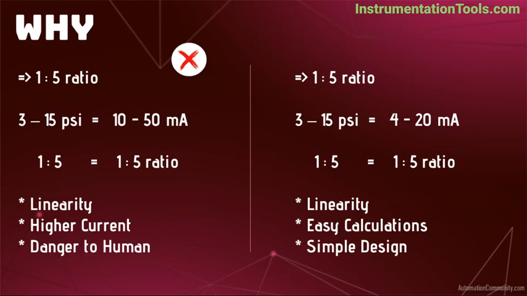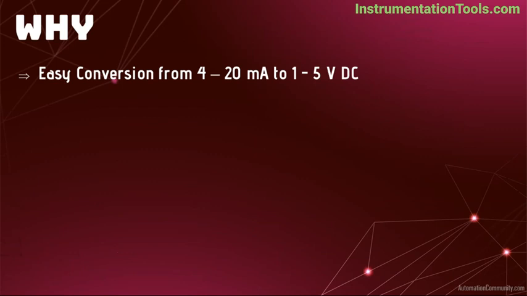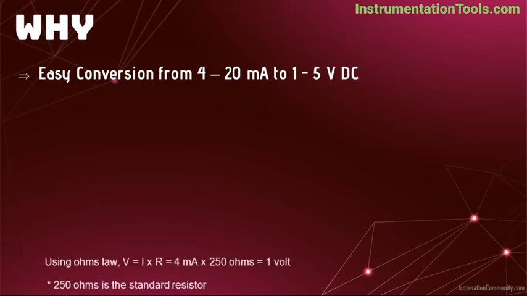4 mA is higher than the analog transmitter minimum current. 20 mA is lower than the dangerous threshold limit of 30 mA. This range simplifies the design. One of the main advantages of using 4 to 20 mA signals is that it simplifies the signal conversion from current to voltage. A simple resistor is sufficient to convert the 4 to 20 mA signals into the equivalent 1 to 5 volts. Remember, we need a 250 ohms precision resistor for the conversion.